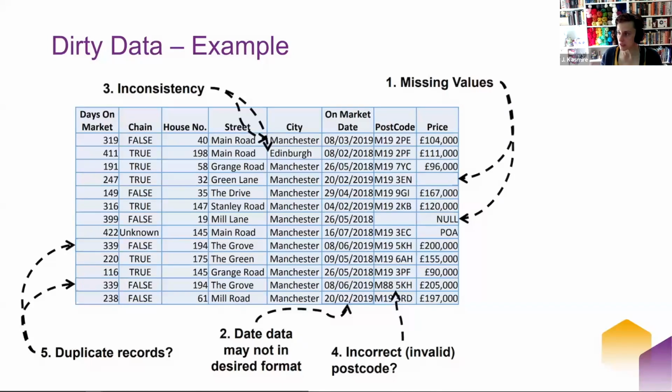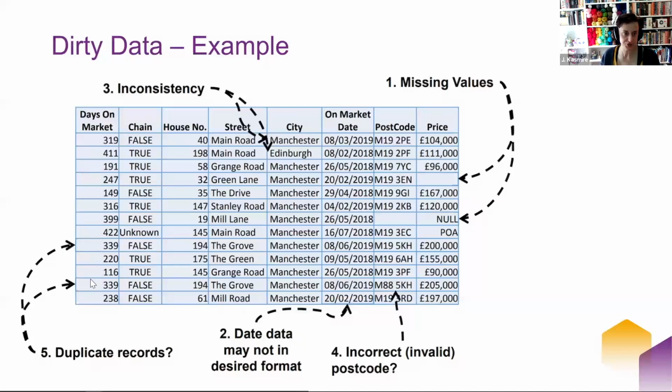Let's see. If we know that this is a report generated for Manchester, which makes sense given the city listed here, what's Edinburgh doing in there? That seems like an error. Also, the postcode M88, is that a real postcode? I have my doubts. We've got things like this that you can double check, but you have to be on the lookout for things to double check.